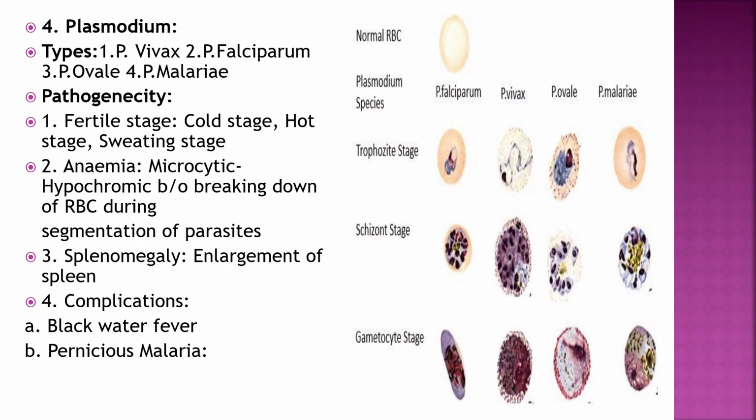Anemia is there, then splenomegaly, because of enlargement of the spleen, and complications like blackwater fever, pernicious malaria, and cerebral malaria. Many more complications are seen, mainly in P. falciparum.